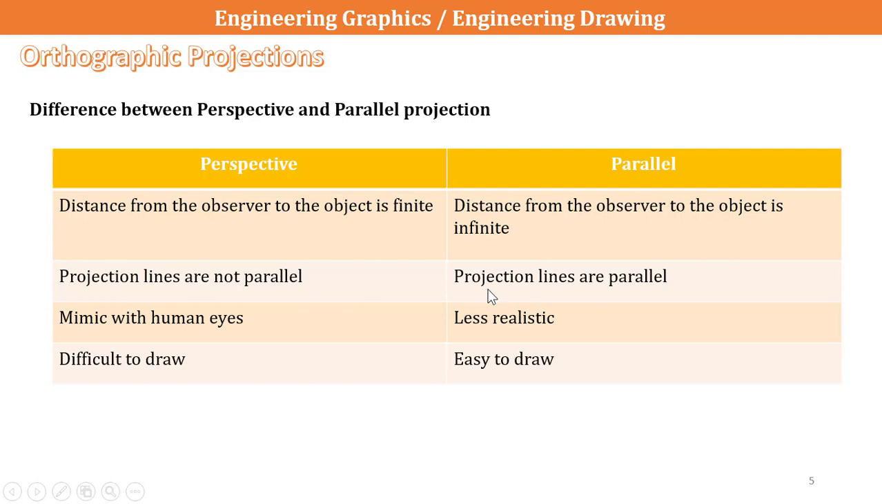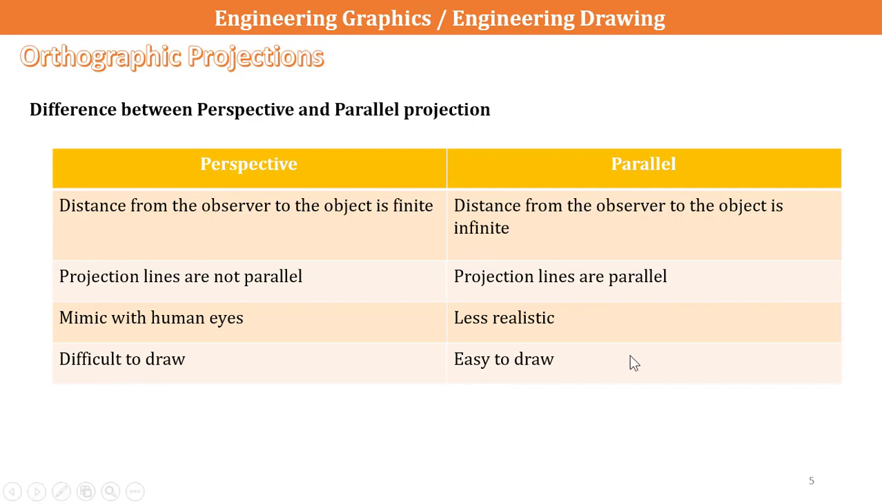And here the projection lines are parallel to each other and mimic the human eyes. So it is going to look exactly like what the human is going to see. It is mimicking it. And here it is less realistic, because human eyes have a 360 degrees conception, I can say. But here we have to check that particular object in a parallel way. And it is difficult to draw, because the projections will vary from size to size, because we are saying smaller size, but the projection may be bigger size. So it will vary from size to size.